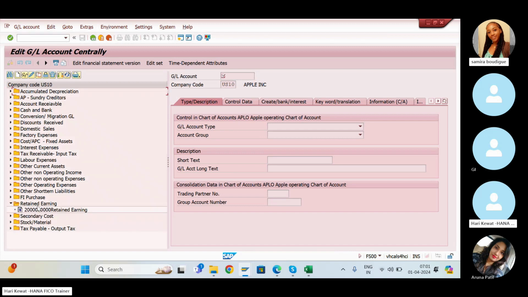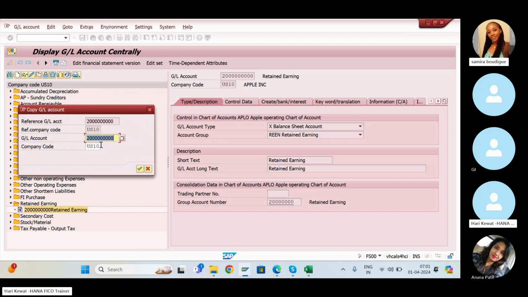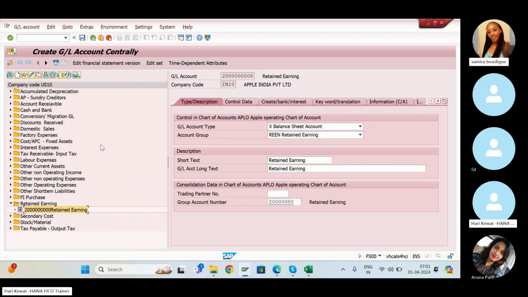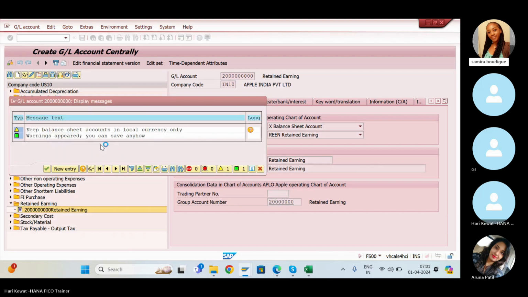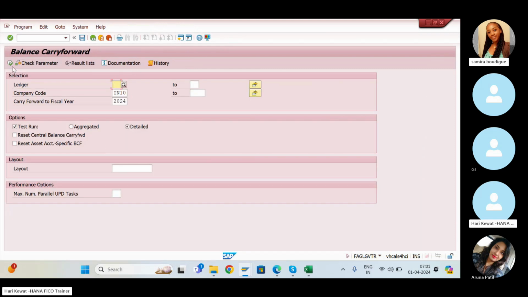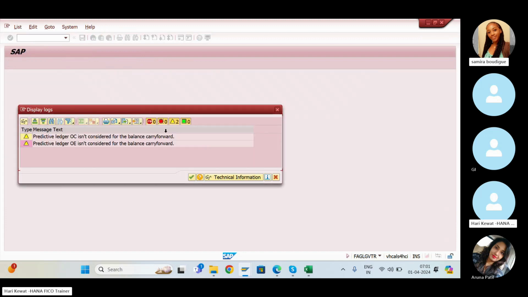So this is the retained earnings. It is only created in US10, but I'm going to run for IN10, so this GL is not created. Let me create it. Done. Let me run again. Just wanted to show you; once you see it now, it will become clear. Let me see if any balance is there.